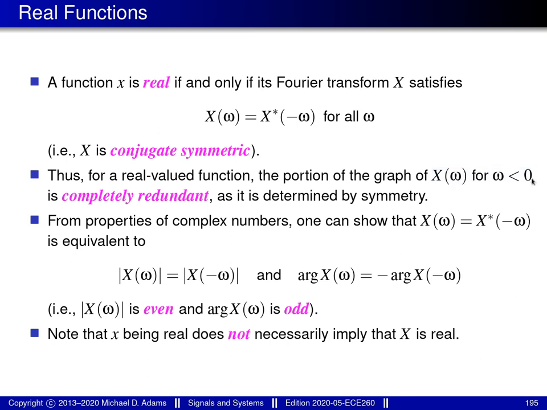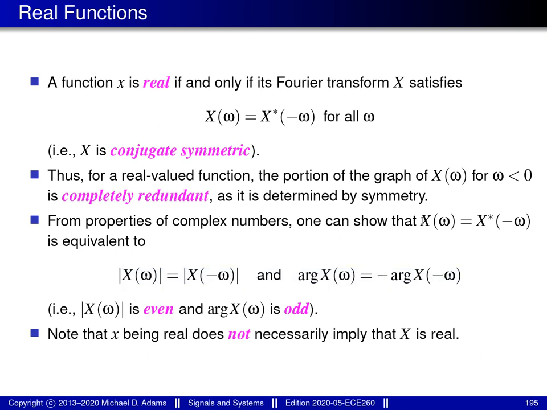For this reason, when we're dealing with real-valued functions, we sometimes ignore the value of the Fourier transform for negative frequencies, since we don't really lose any information in doing so. Using properties of complex numbers, we can show that this conjugate symmetry condition is equivalent to these two conditions here.